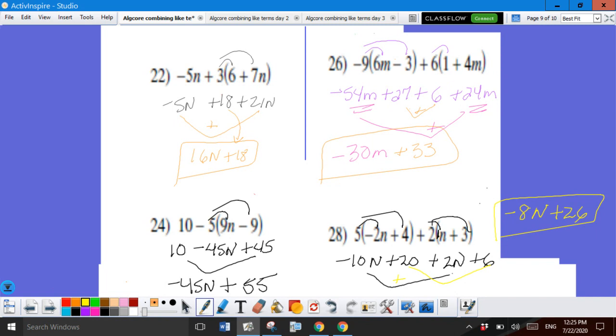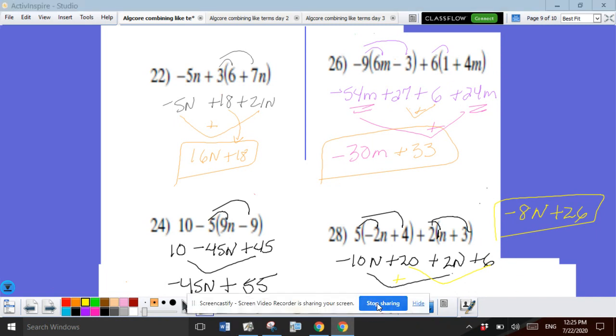All right, you're ready to roll. Let's see what you can do with combining like terms. Take your time. Remember, variables get to go first.